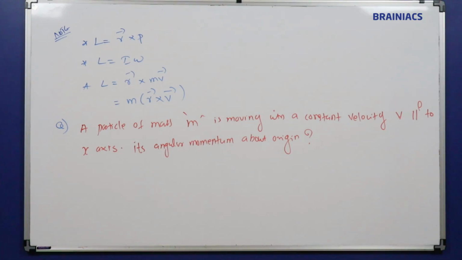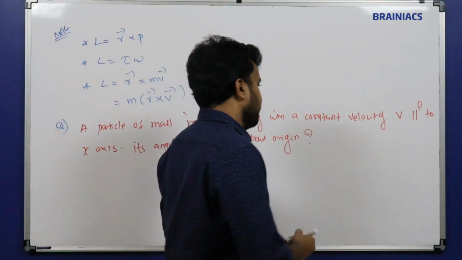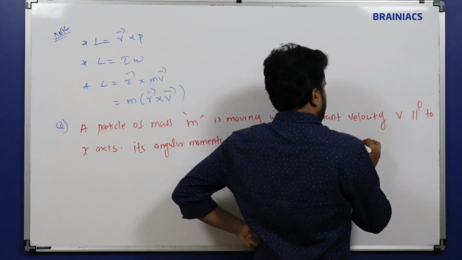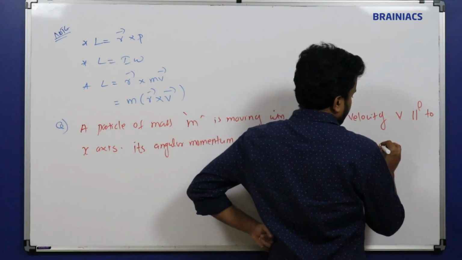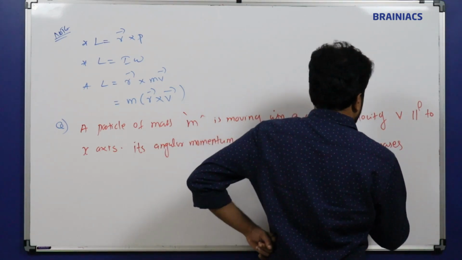Okay, so we'll answer it up. It's a beautiful question: angular momentum about the origin. I'll give you 1 minute to answer this one, or 2 minutes. Angular momentum. Four options. Option A, increases. Option B, decreases.